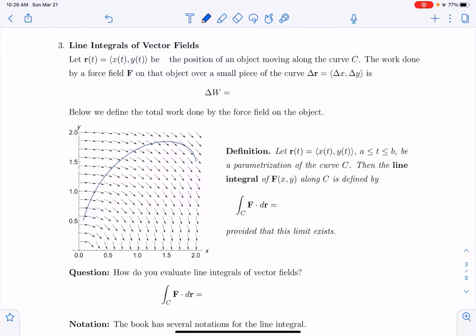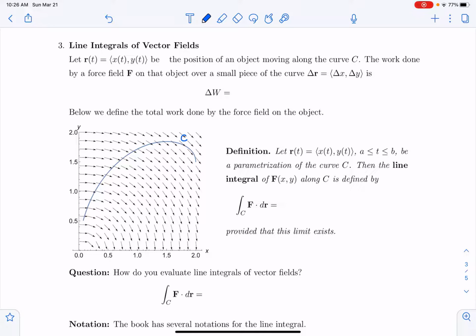We will now consider line integrals of vector fields. So let r of t equal to the vector x of t, y of t be the position of an object moving along the curve C. So in this example, we have the curve C, and that is parameterized by r of t equal to x of t, y of t.